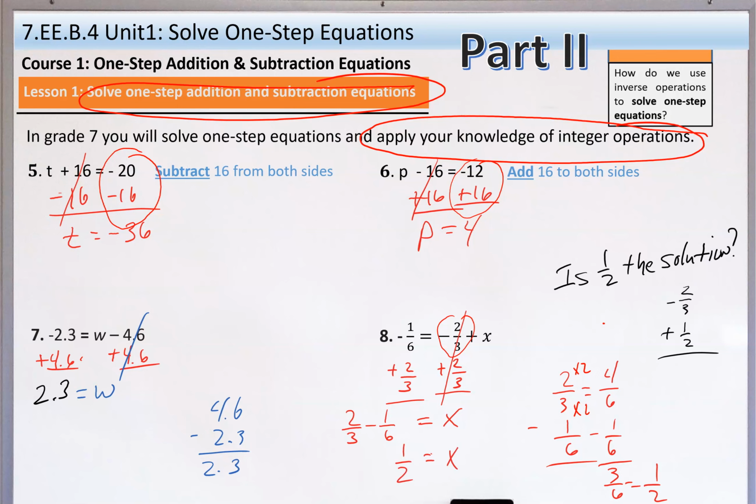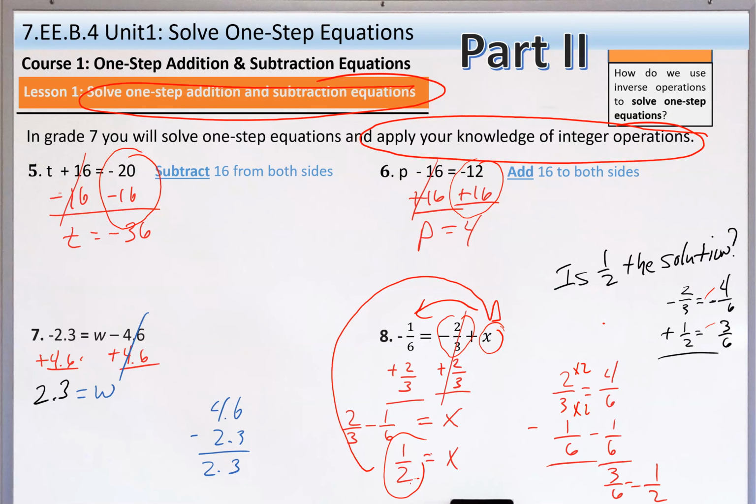Now in this case, let's just check and see if that's actually the solution. I'm going to go back and take this 1/2, put it in here, and see if I get this. Again, I replace x with 1/2. So I'm going to take negative 2/3 plus x, which is negative 2/3 plus 1/2. And if I get negative 1/6, that means my answer is correct, or that means that 1/2 is the solution.